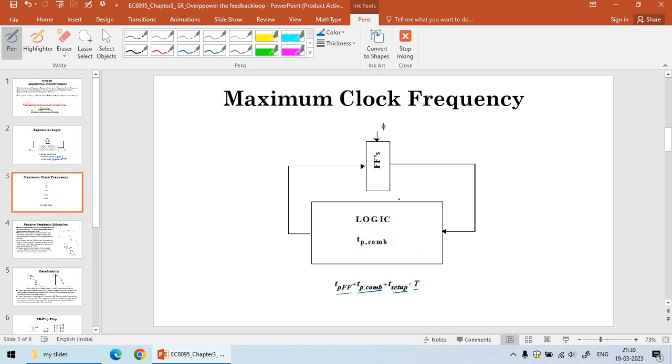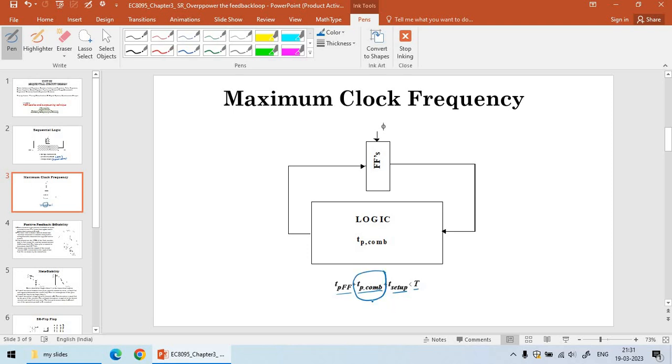When you work with flip flops, the setup time is the time before the clock edge by which the input should be applied to the flip flop. That is called setup time. And the time the combinational circuit takes in the worst case is considered TP combinational. Propagation delay in the combinational circuit is called TP com.